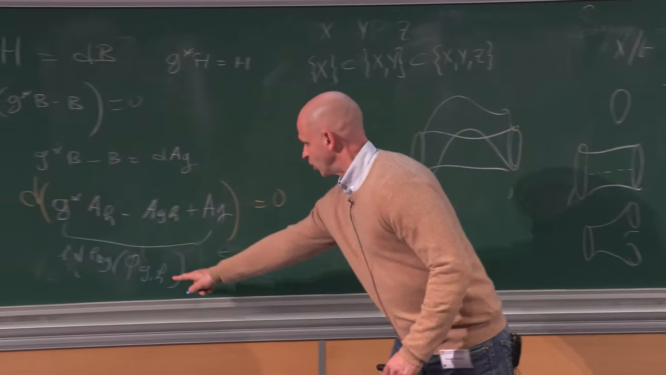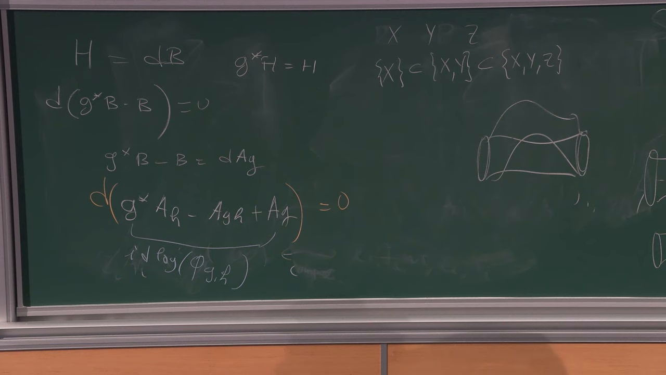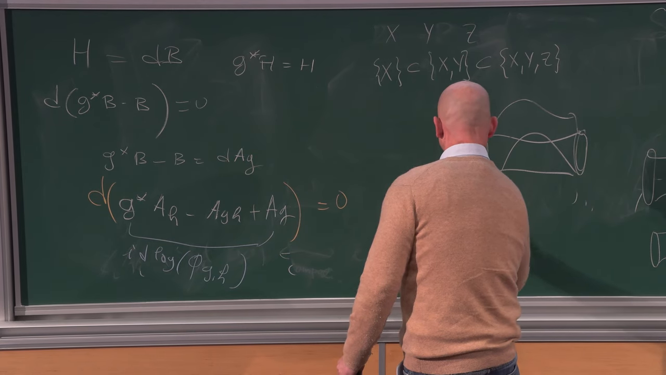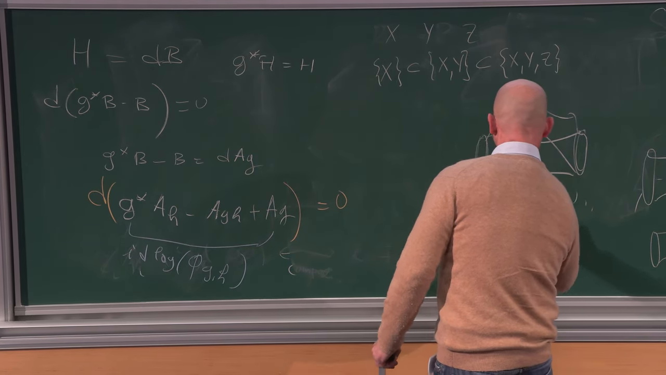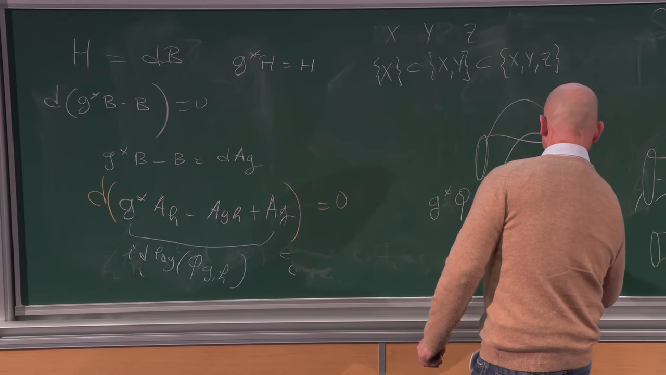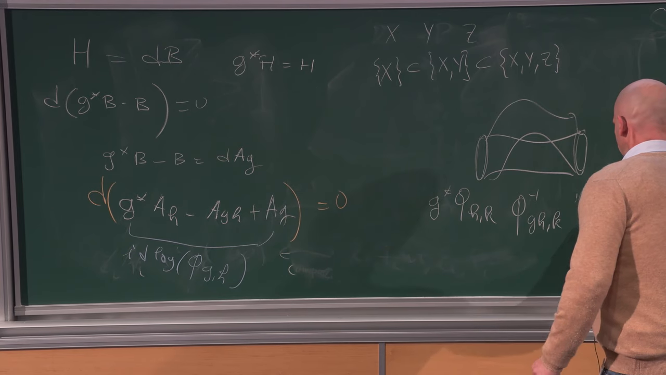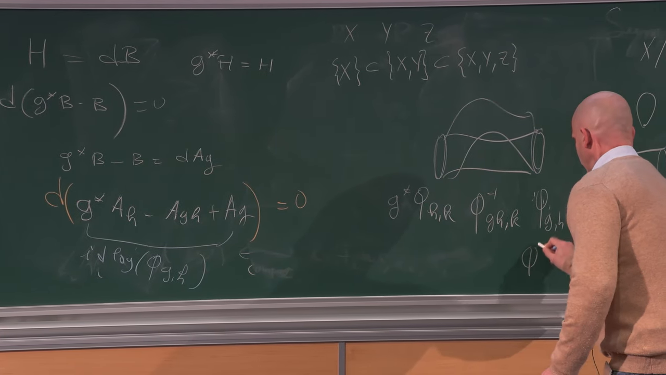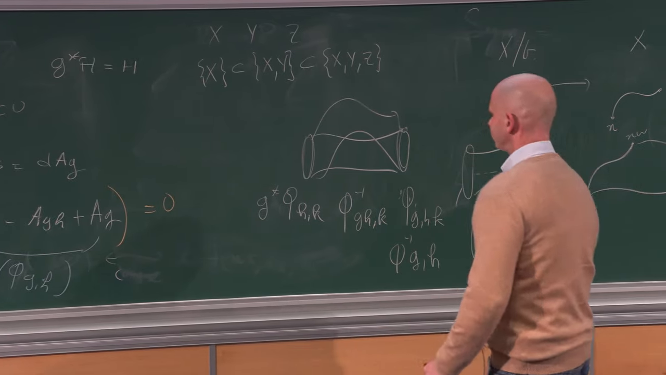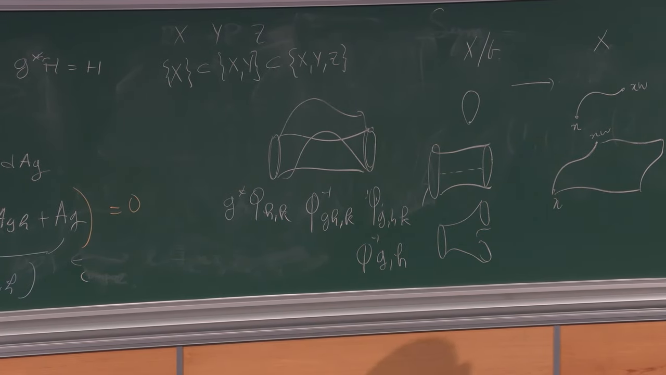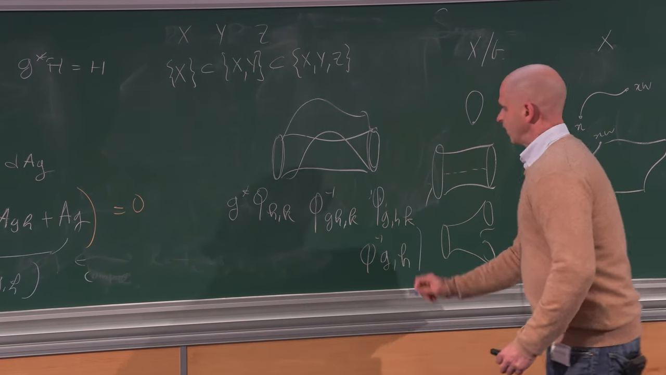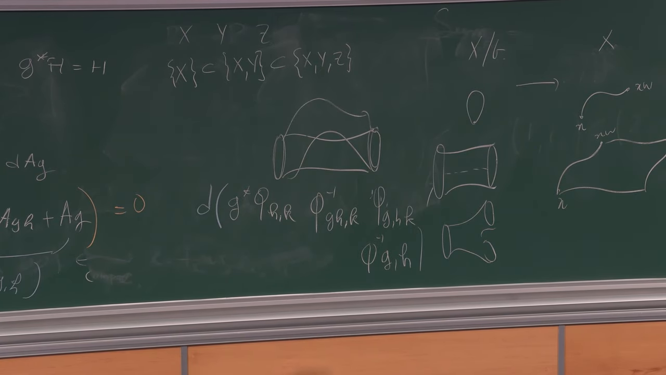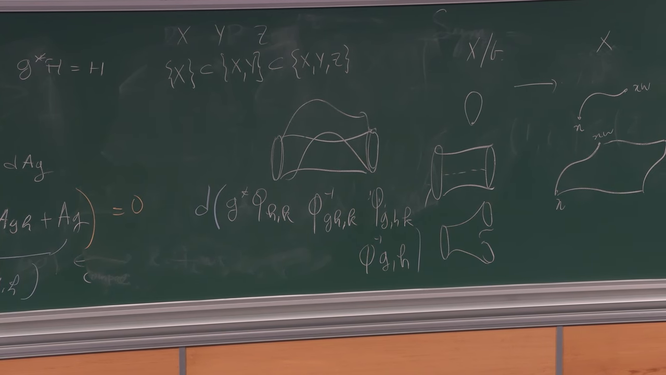So this is a function with value in U(1). So let me consider d star of phi_hk, phi^{-1}_ghk, phi_ghk, and phi^{-1}_gh. Let's consider that a big contribution. And again, I can derive it. So if I derive it, I see that everything simplifies, and this is a constant.